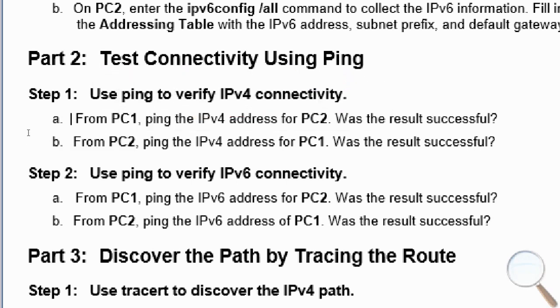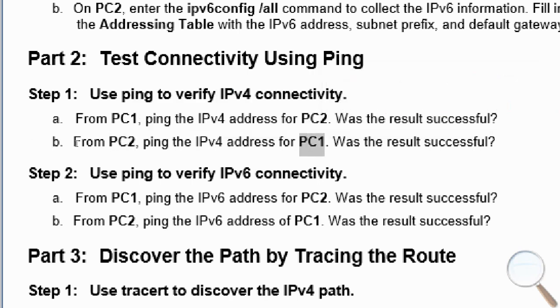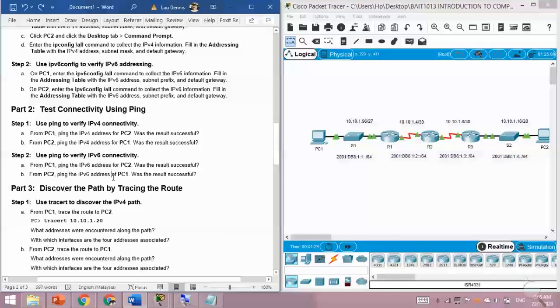similar substeps. So in substep A, we are going to ping PC1 to PC2 by using the IP address and see whether the result is successful. And for substep B, we are going to ping PC2 to PC1 using the IP address, and then let's see whether the result is successful. The same goes for IPv6, just changing the IP address.